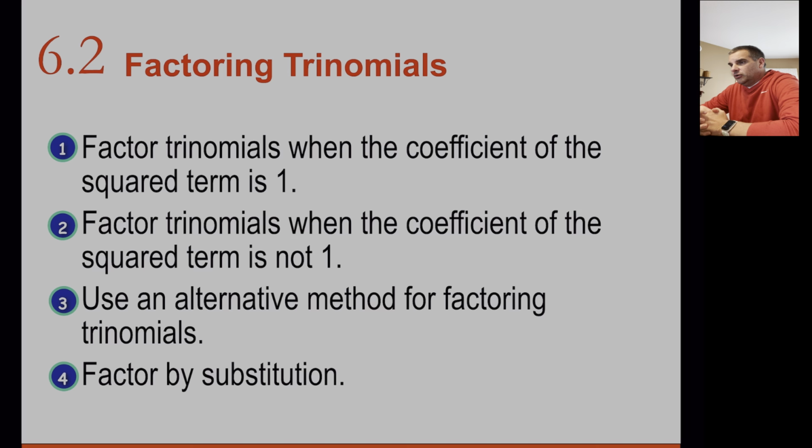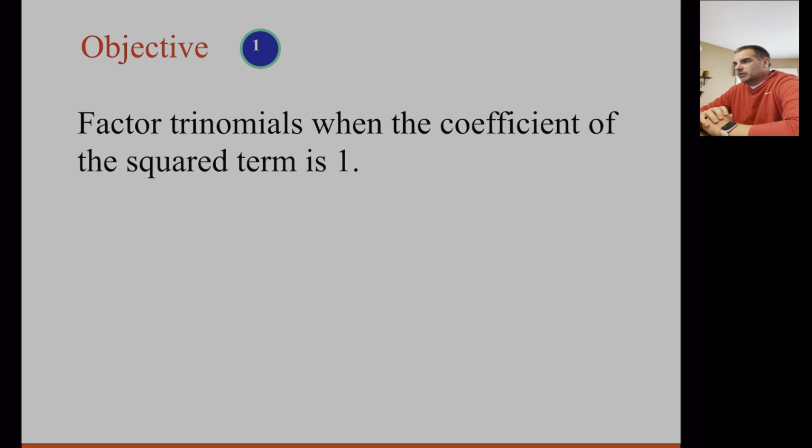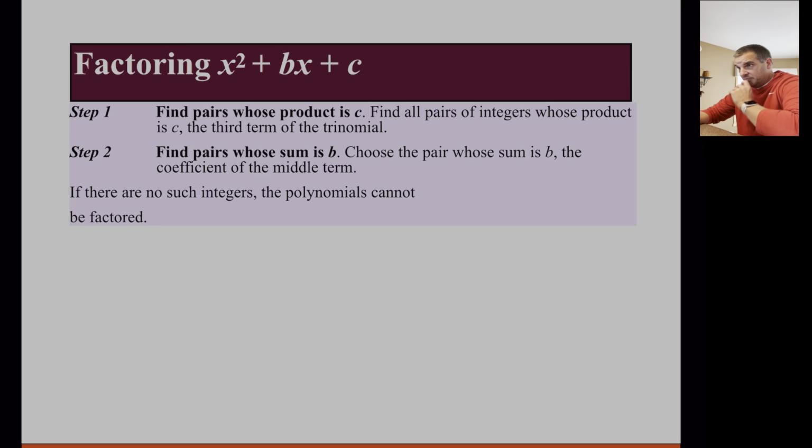So we've got factoring trinomials when the leading coefficient is 1, when it's not 1, and then other ways you can factor, and so on and so forth. So we're going to factor when the coefficient of the squared term is 1. Anytime you're factoring, essentially the reverse of FOIL is really what we are doing.